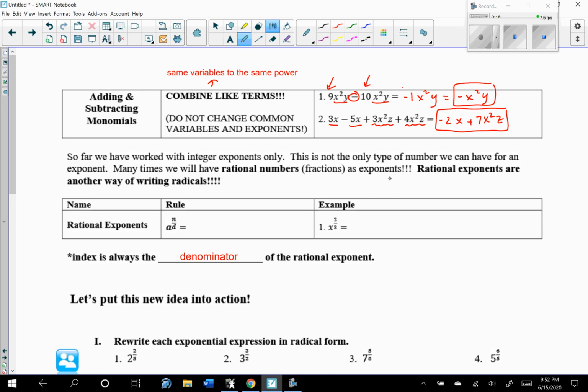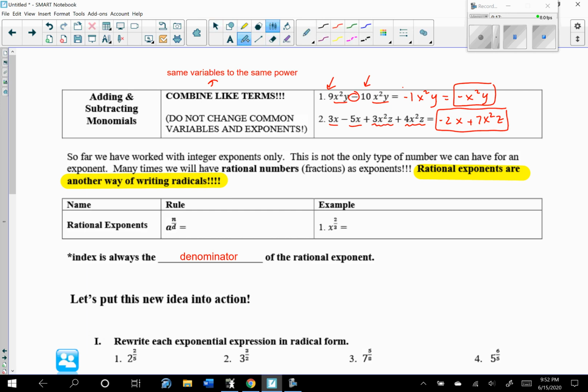Looking at the next part, so far we've worked with integer exponents only. This is not the only type of number we can have for an exponent. Many times we will have rational numbers or fractions as exponents. Rational exponents are another way of writing radicals. So remember we learned that last year. So another way of writing a radical.